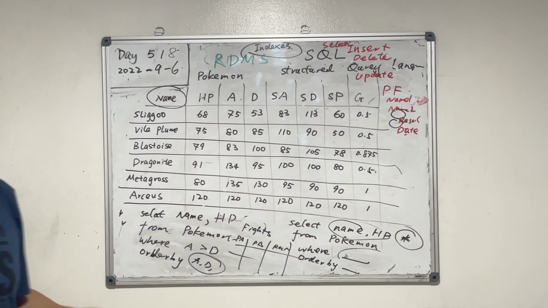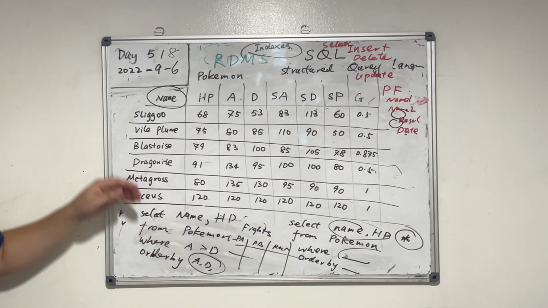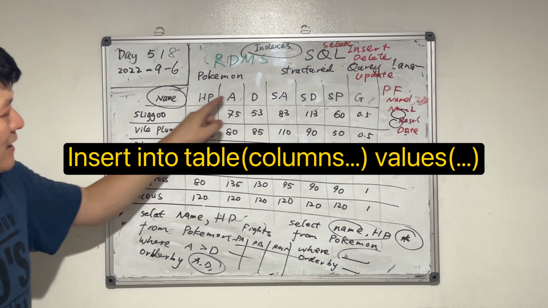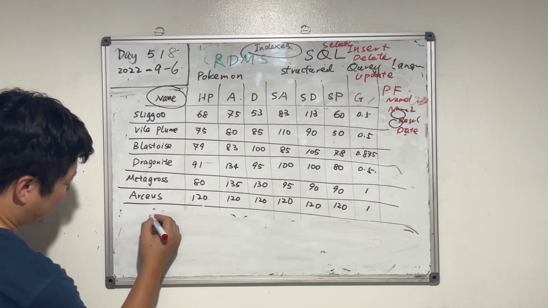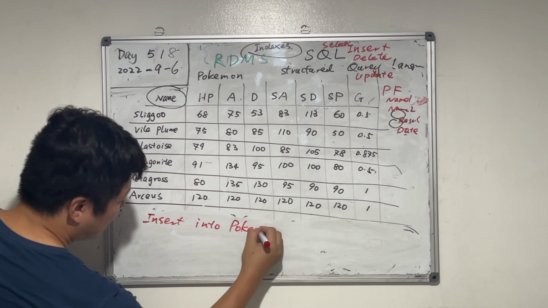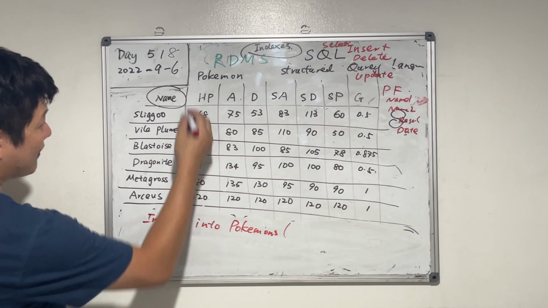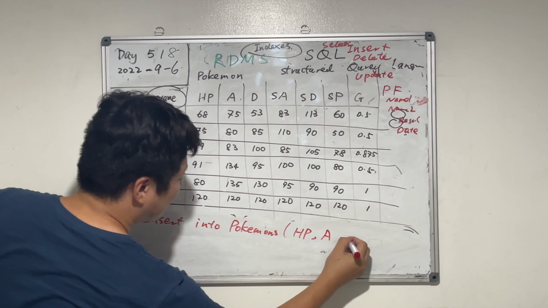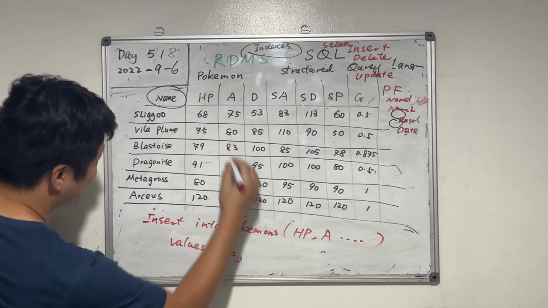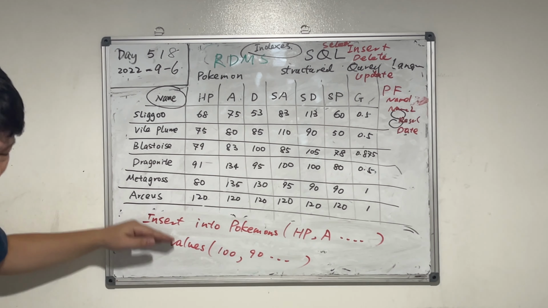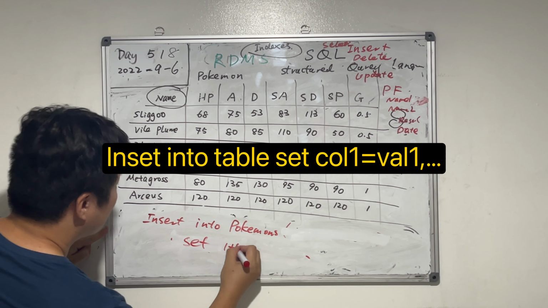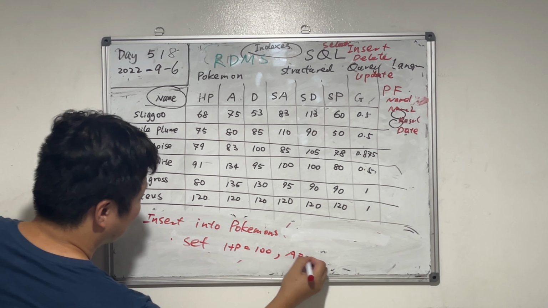So, the insert keyword. Okay, let's talk about the insert keyword. So we can say insert into Pokemon, right? We list the columns, and then values. The syntax for insert is insert into table, okay, Pokemon, and we can have this HP, A, etc. Okay, and then values. HP will be 100, A will be 90, etc. Okay, and then that would insert a new record at the end. Another syntax would be insert into Pokemon set HP equals 100, comma A equals 90, and so on.